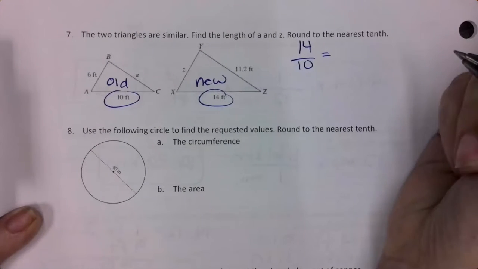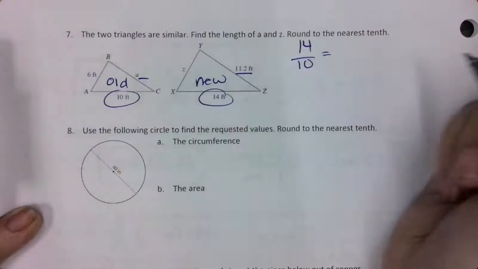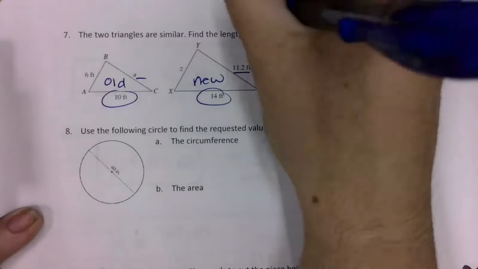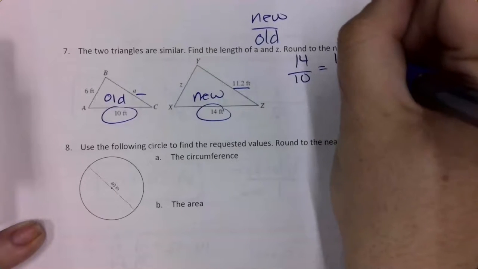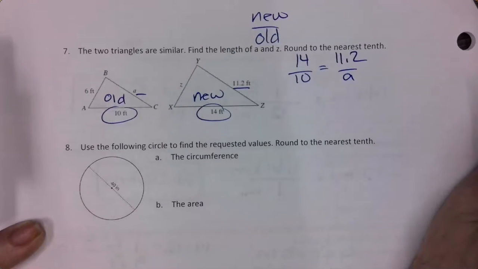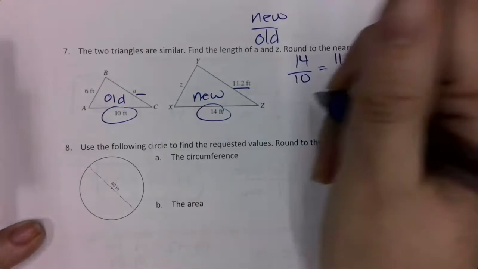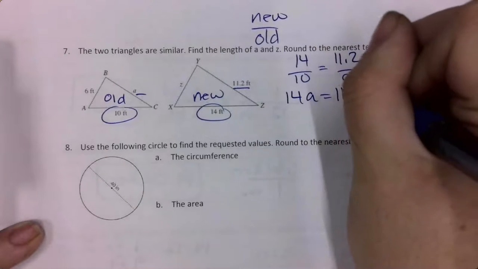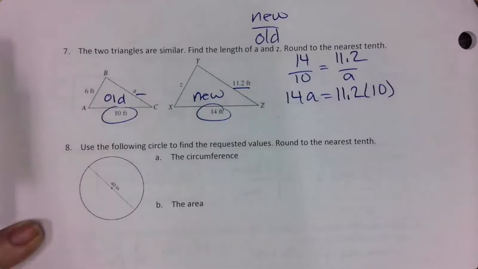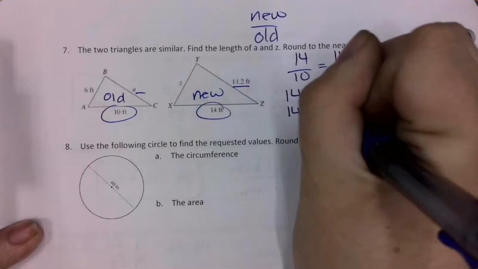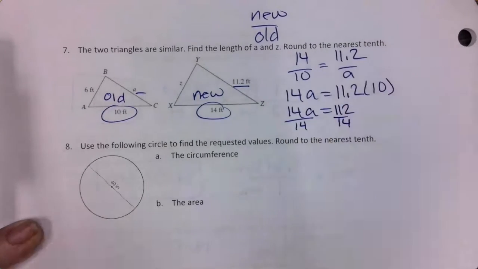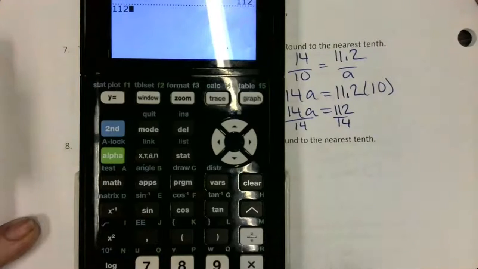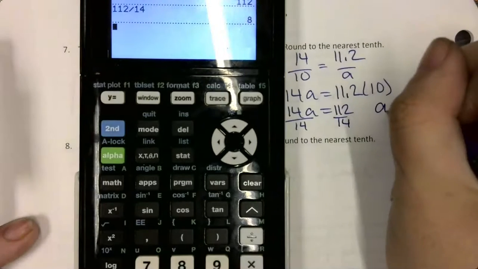And then I'm going to solve for A first. That is going to be 11.2 in A. So I always want to do new over old. So the 11.2 over A. I want to cross multiply. So I'm going to have 14A equals 11.2 times 10. Which, if I do 11.2 times 10, gets me 1112. So I have 14A equals 1112. Divide both sides by 14. And that gets me A equals 8.